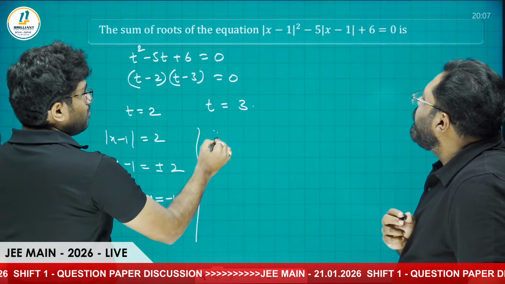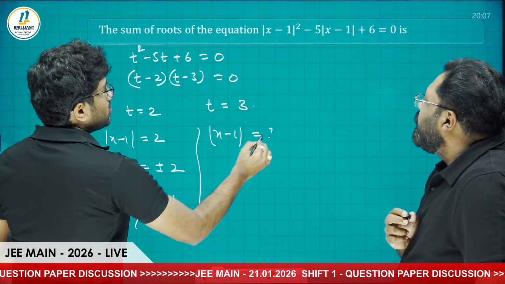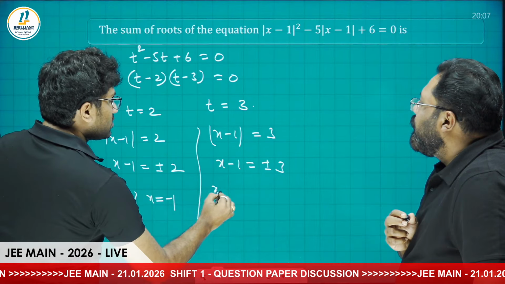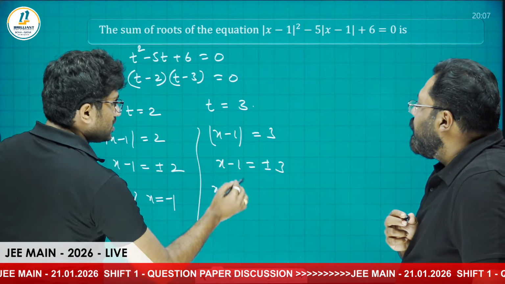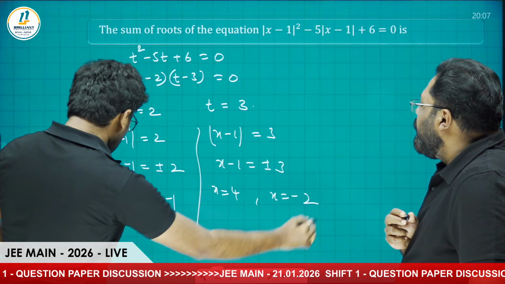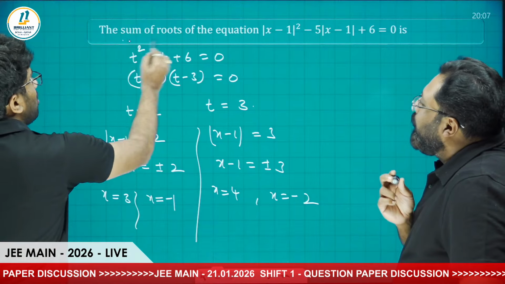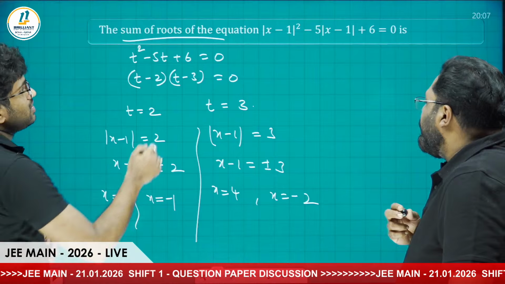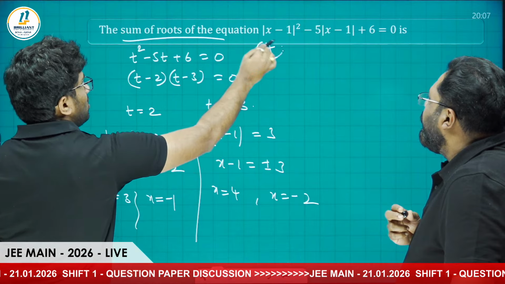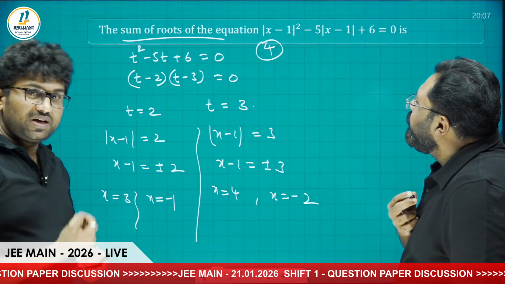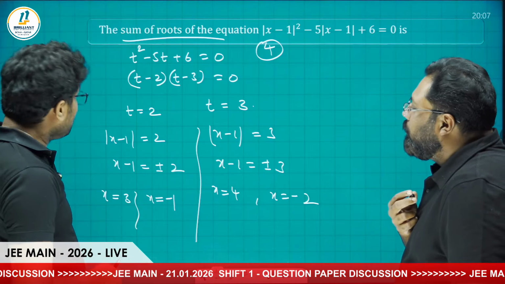Next, modulus of x minus 1 is equal to 3. x minus 1 is equal to plus or minus 3. x minus 1 is equal to 3 means x is equal to 4. x is equal to minus 2. They are asking the sum of all the values of x. So 4 plus 3 is 7, minus 3, which is equal to 4. This is again a very basic question from basic maths itself.